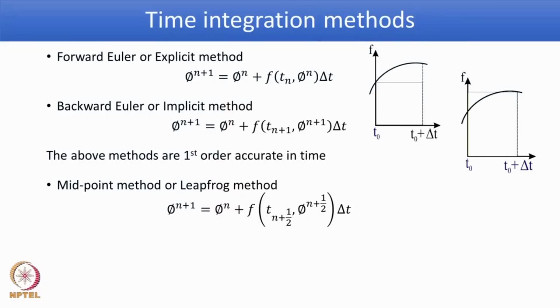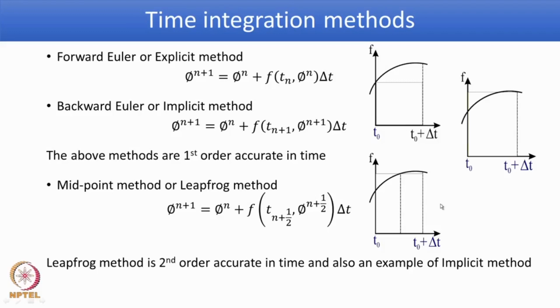There is another procedure, known as the midpoint method, also called the leapfrog method, where you evaluate the function at the half time level between the previous time level and the current time level, given here as n plus half, and graphically it is shown here. The value at n plus half is in the middle, and phi at n plus 1 is computed using phi at n plus half. With the leapfrog method, you are able to increase the order of accuracy from first order to second order accurate, and it is also an implicit method.